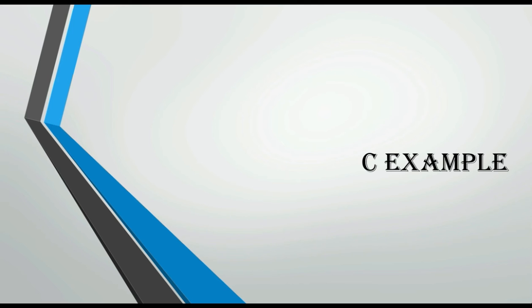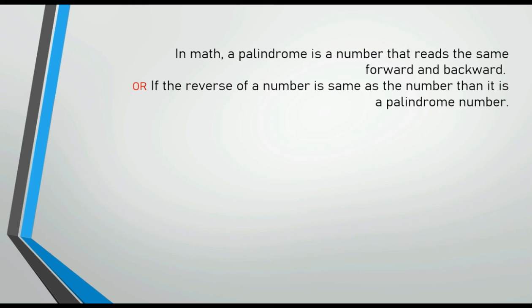In this video, we will discuss palindrome numbers. So first, let's understand what a palindrome number is. If the reverse of a number is the same as the number, then it is a palindrome number. Or in other words, a palindrome number is a number that reads the same forward and backward.